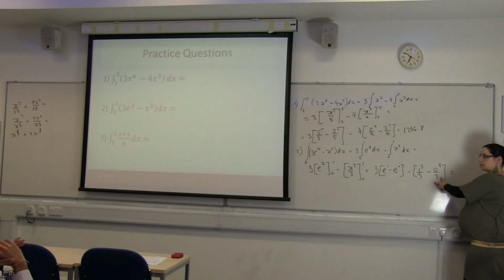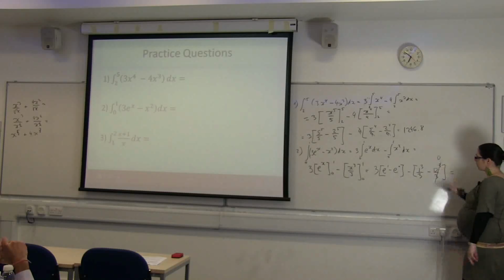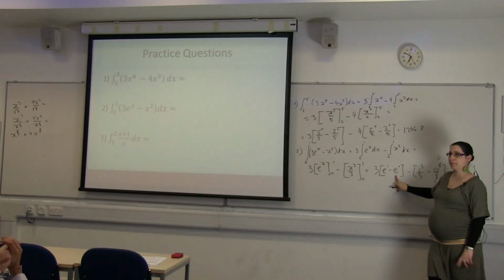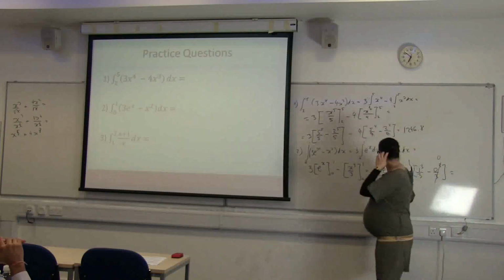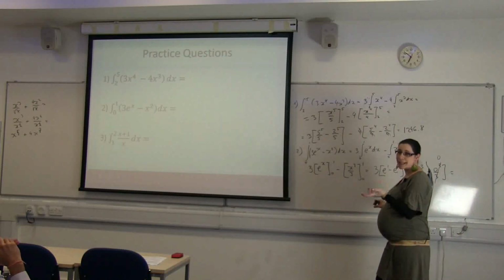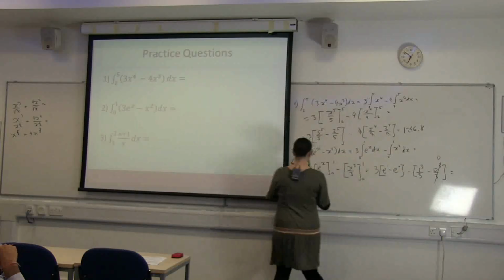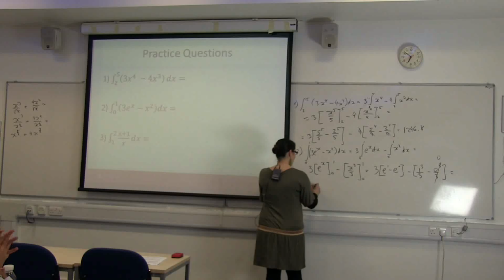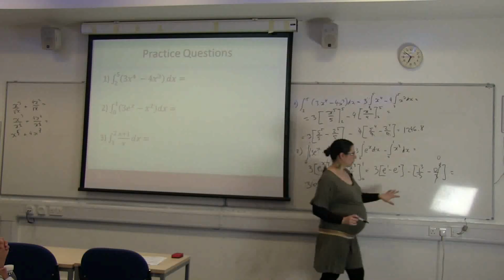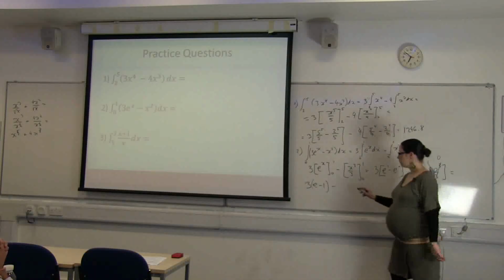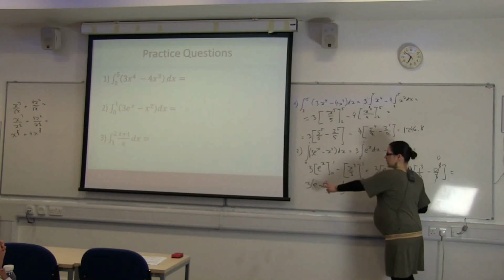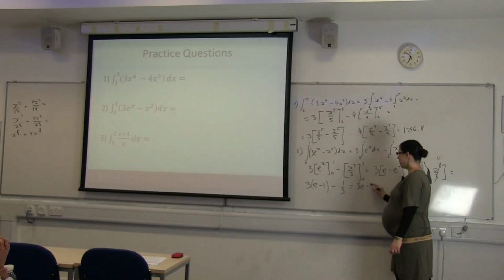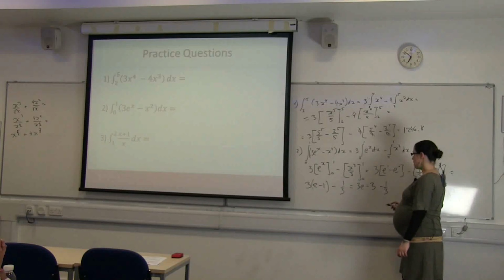What can you tell me about this term? Okay, that's 0. What can you tell me about this term? Is 1. Okay, so don't forget, any number to the 0 power is always 1. What about anything to the power of 1? Anything to the power of 1 is itself. So what I've got here now is 3 times e minus 1, minus 1 cubed is just 1, minus 1/3. So 3 times e is 3e minus 3 minus 1/3.